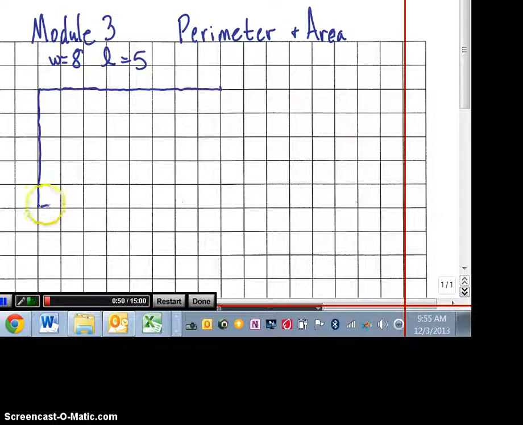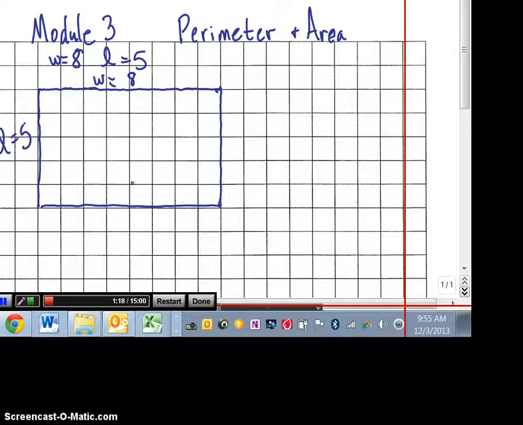I know that the opposite sides of a rectangle are equal, so I don't even need to count 8. I can just go ahead and make my lines equal, and they're also parallel. And then I can draw the vertical line on the opposite side of the length, which would also be 5. I want to go ahead and label the width is 8 and the length is 5. I use this cursive letter L just to keep it from looking like a 1.